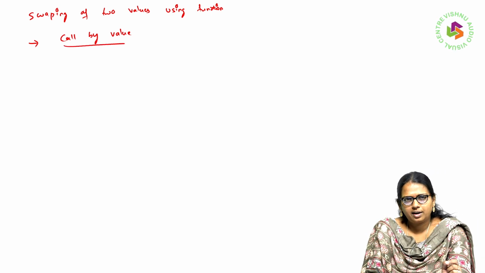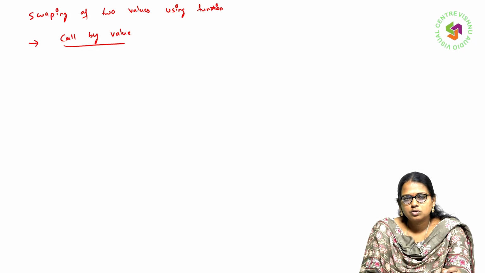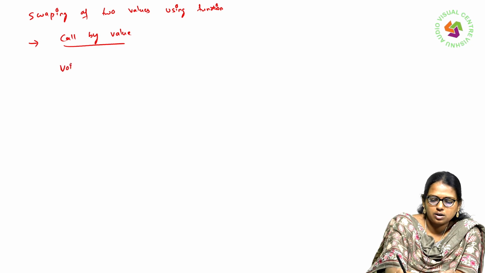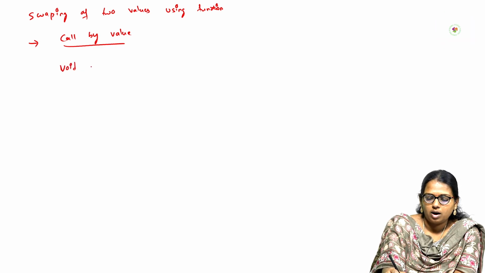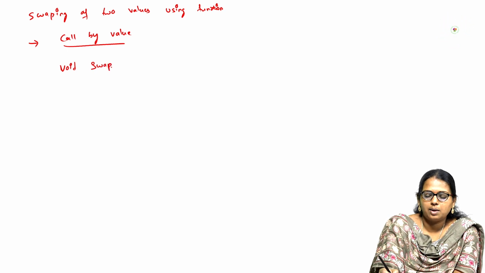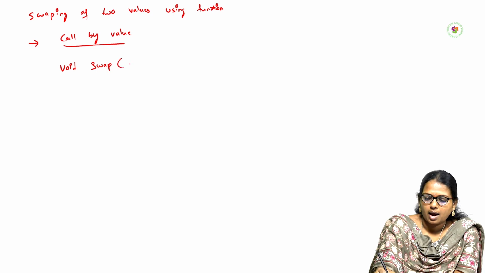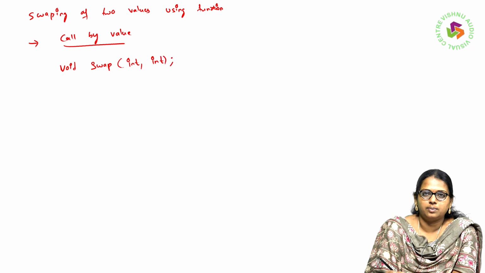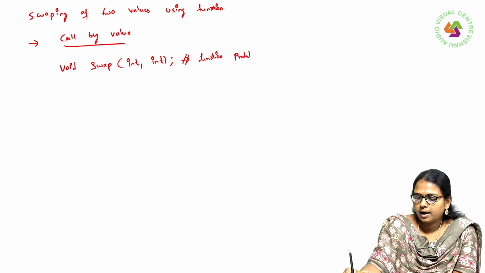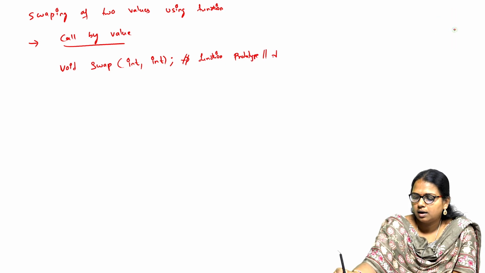When we want to define a user defined function, first we need to declare the function. Here the function won't return anything, so I am keeping the return type as void. The function name is swap, and this function takes two int arguments. This is known as the function prototype or declaration.